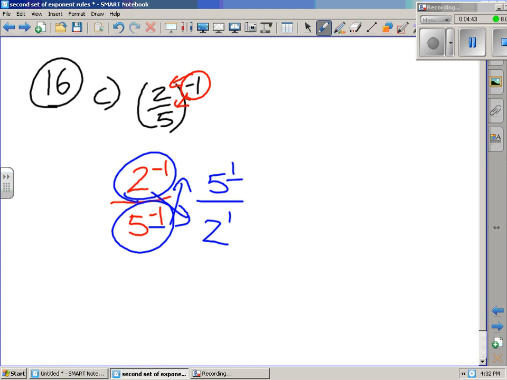Then I'm going to take 2 to the negative first and flip it over the fraction bar. So it was in the numerator. Now it's in the denominator. I flipped it over the fraction bar. And now the sign of the exponent changed to a positive 1. So I get 5 over 2 as my result.